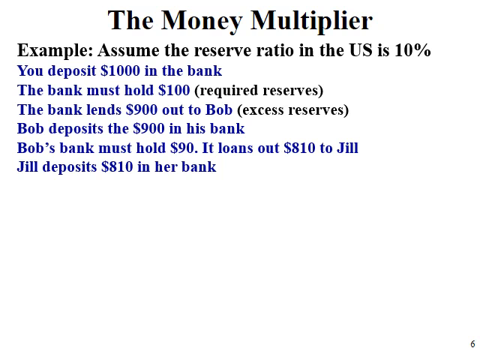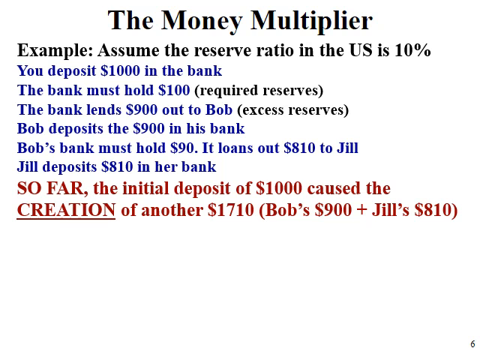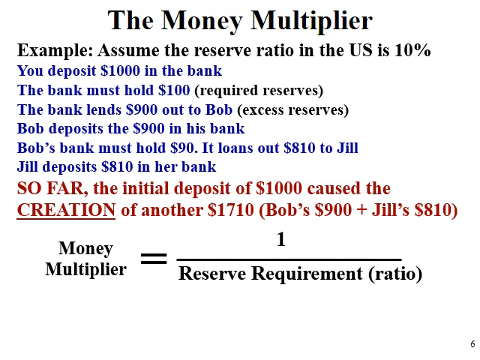Now again, I have to caution: when we say new money being created, there's not more money actually being printed. What we're doing is creating money by turning it over faster. Just like our spending multiplier was 1 over MPS, our money multiplier is simply 1 over our reserve requirement, or our reserve ratio.